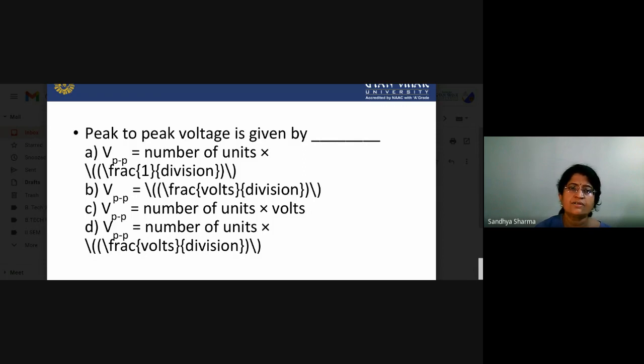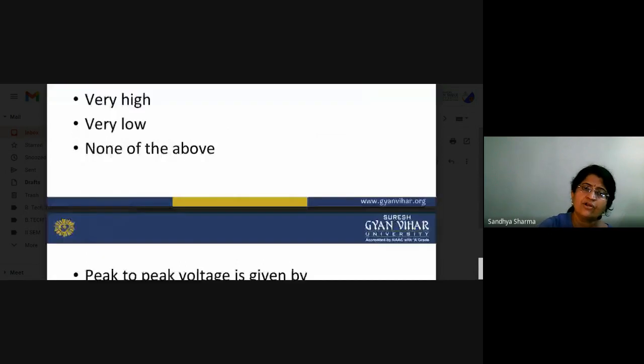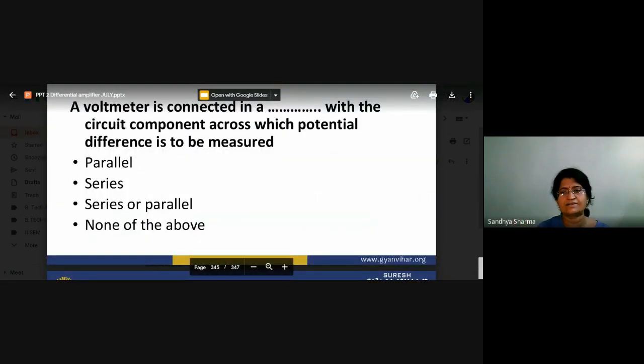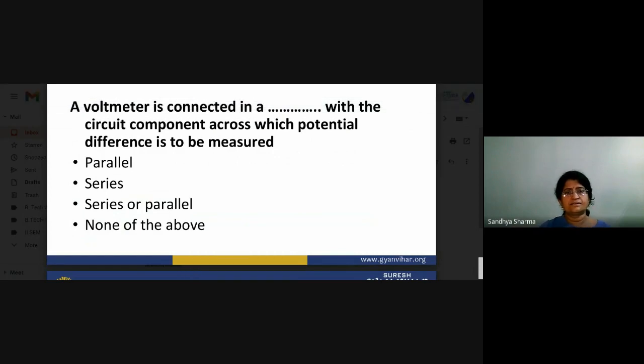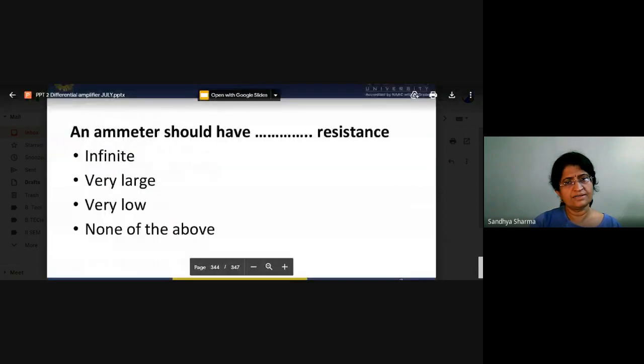First of all, you have to know how the peak to peak voltage is given. How can you measure these values? This is a very important point. When you measure, what is the role of the different square sections on the screen of the CRO? That is volts per division and time per division. These are basically divisions, partitions, and we are working on those particular partitions. So we have to know about all these things.